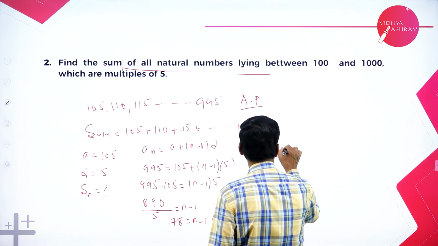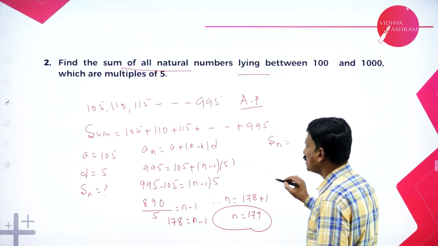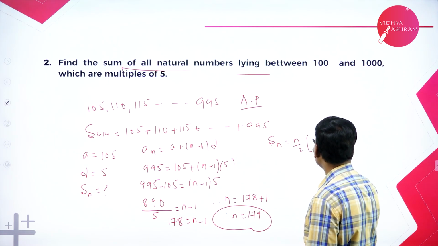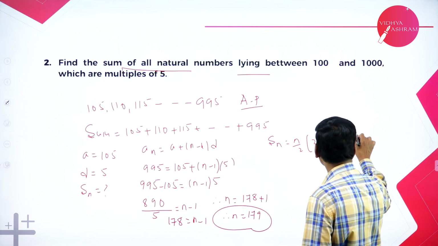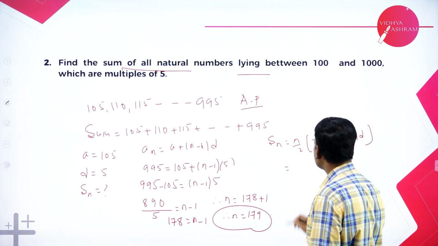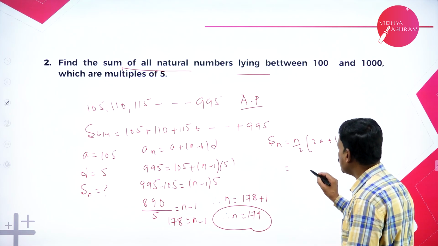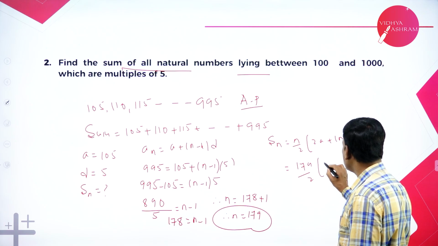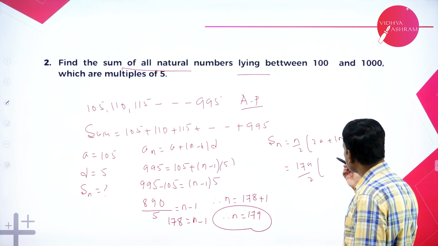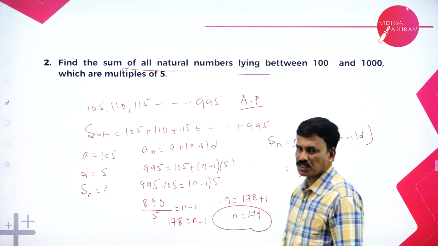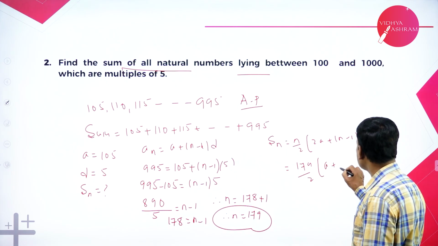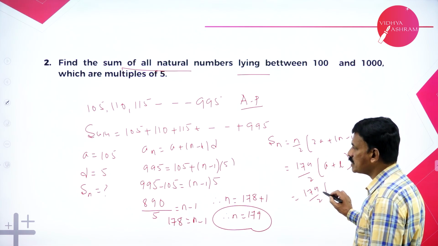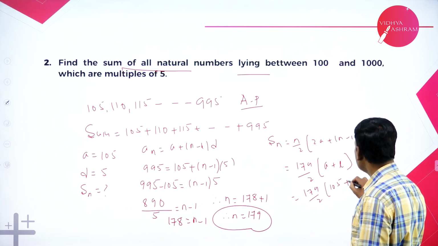So yes, the sum of all numbers is Sn is equal to n. What is the formula for Sn? Sn is equal to n by 2 into 2a plus n minus 1 into d. That can also be written as 2a plus n minus 1 into d equals a plus l. Here n is 179 divided by 2 into a plus l, where a, the first term, is 105.